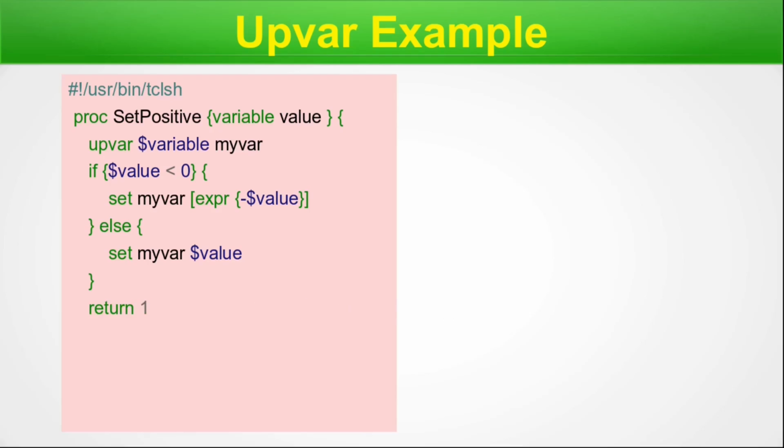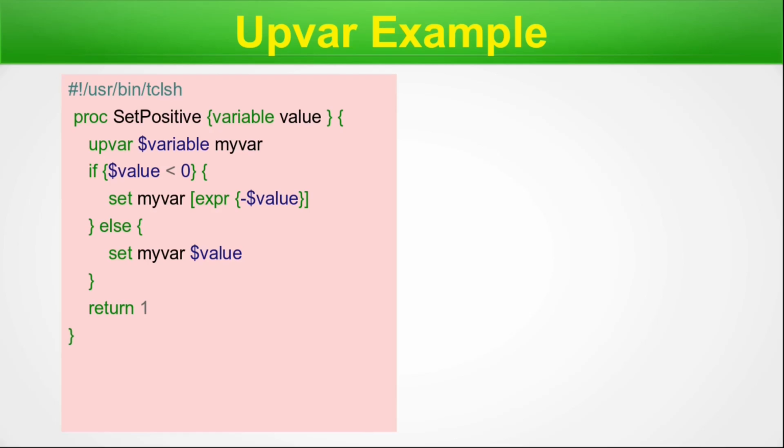Here we are just returning 1, because we are not returning any value, but we are doing the call by reference. Okay, so here I close the proc. So in this proc, we accept the variable and its value. The variable itself is accessed by reference using upvar, and then accordingly we make the change.